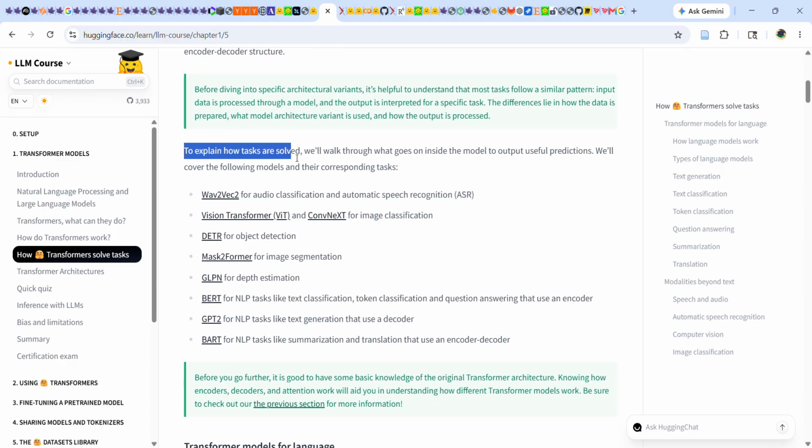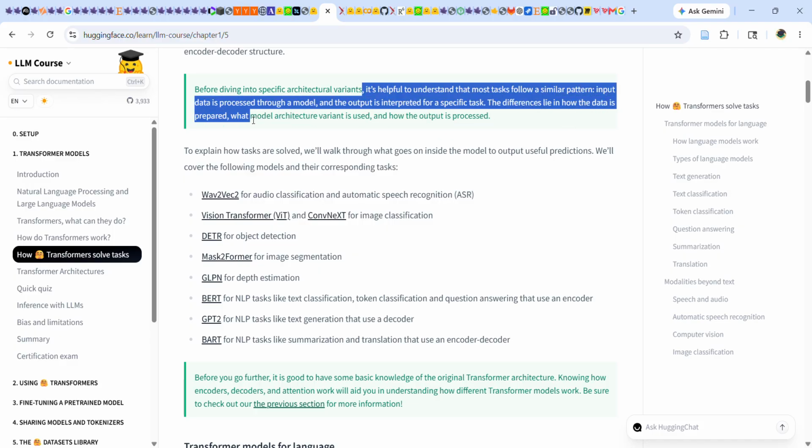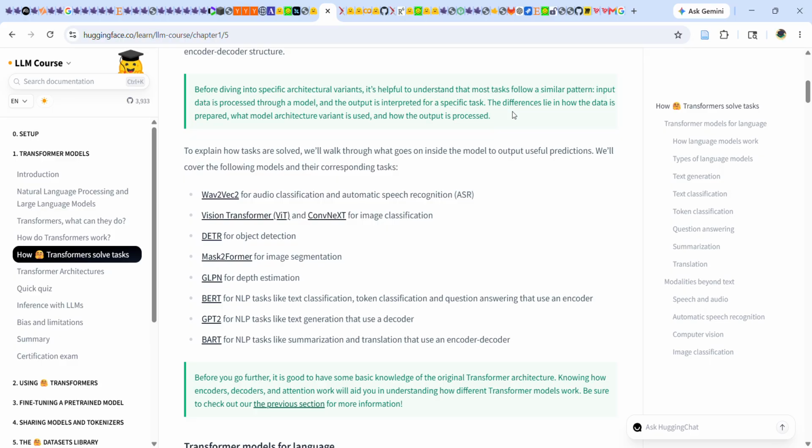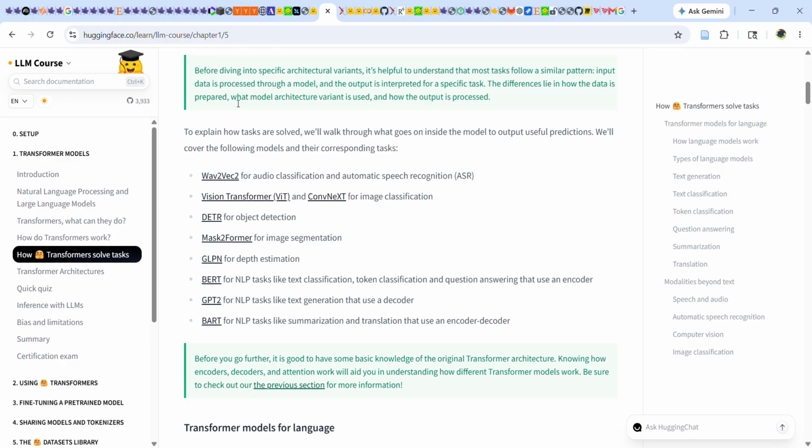To explain how tasks are solved before diving in, it's helpful to understand that most tasks follow a similar pattern. Input is processed through a model, and the output is interpreted for a specific task. The differences are how data is prepared, what model architecture is used, and how the output is processed. To explain how tasks are solved, we'll walk through what goes on inside the model to output useful predictions. We'll cover the following models and their corresponding tasks.